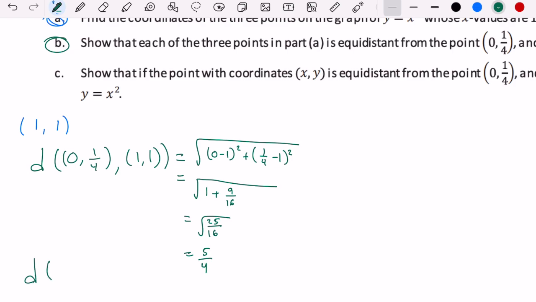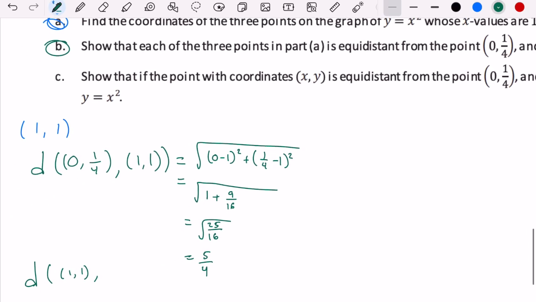And what is the distance from the point (1, 1) to the line y equals -1/4?